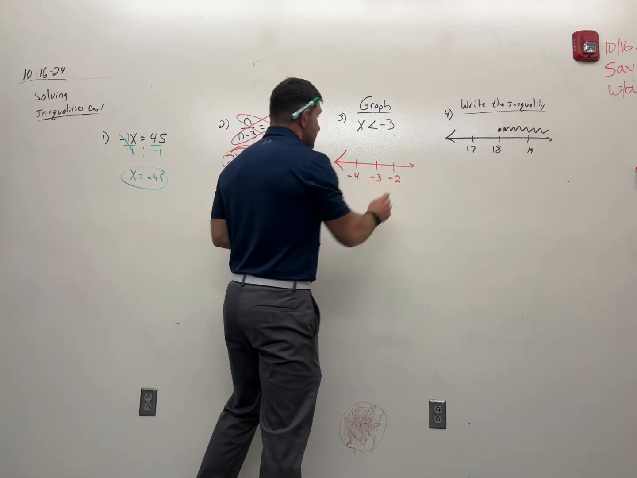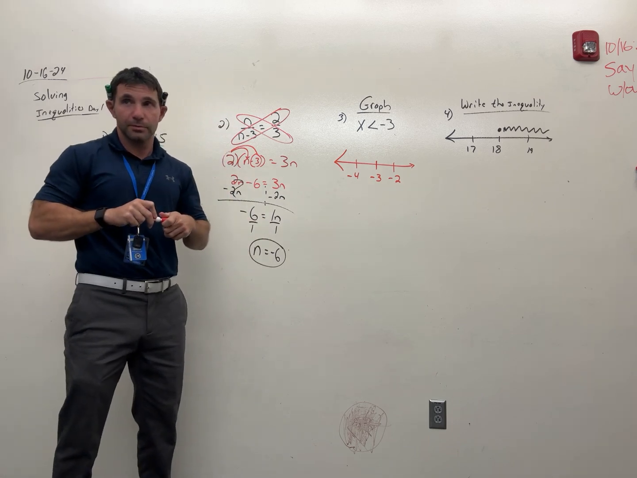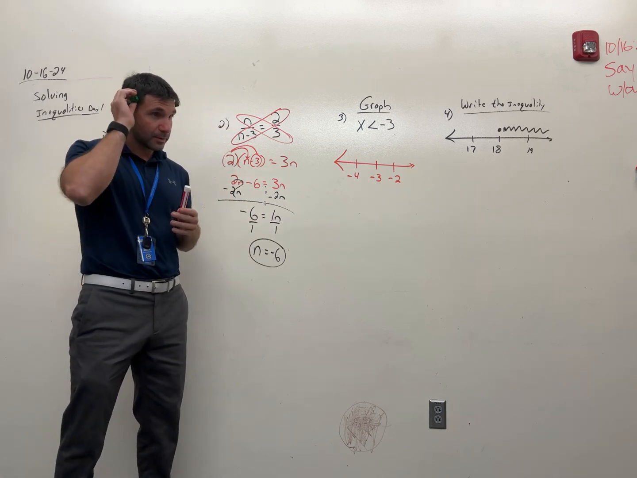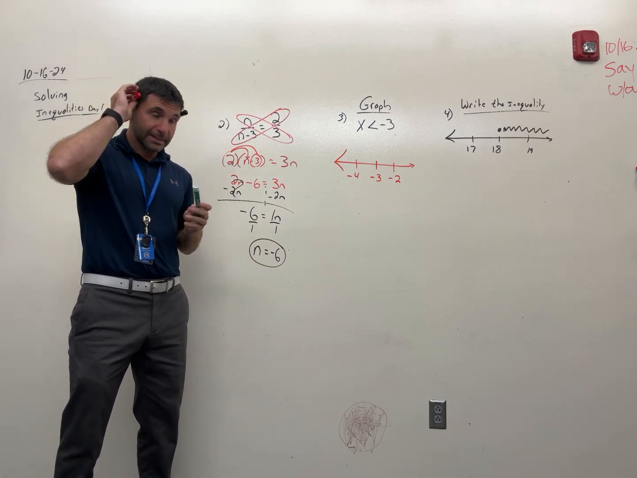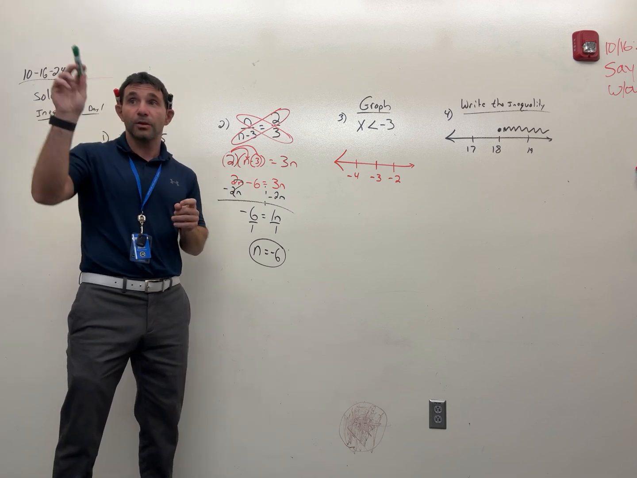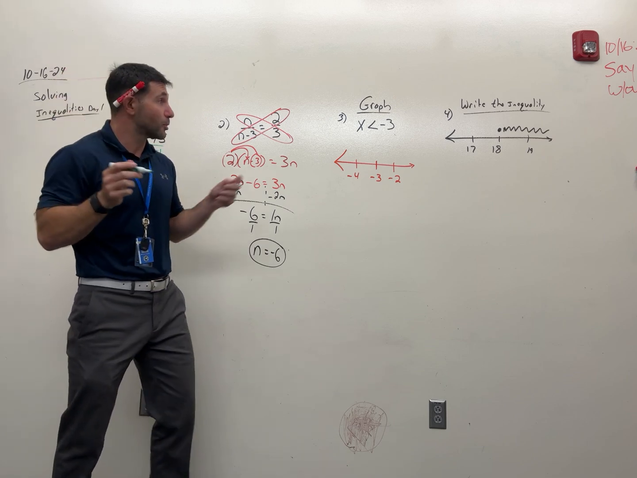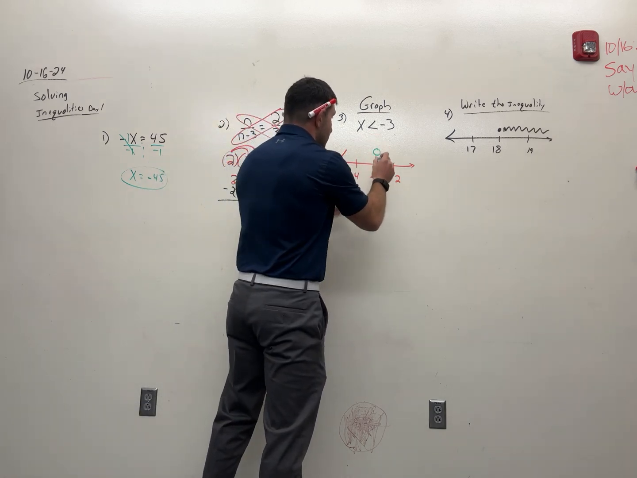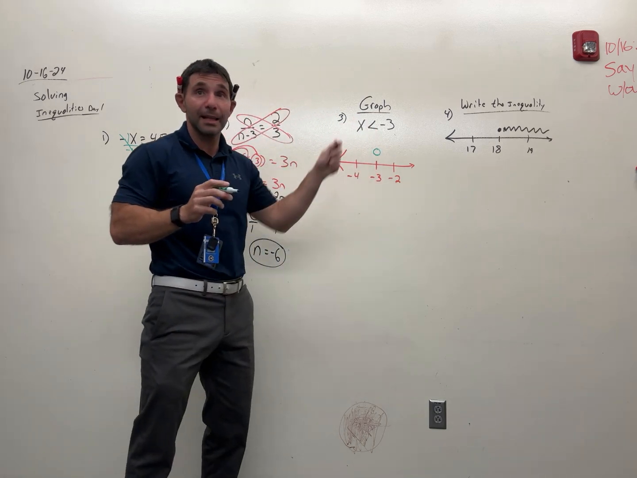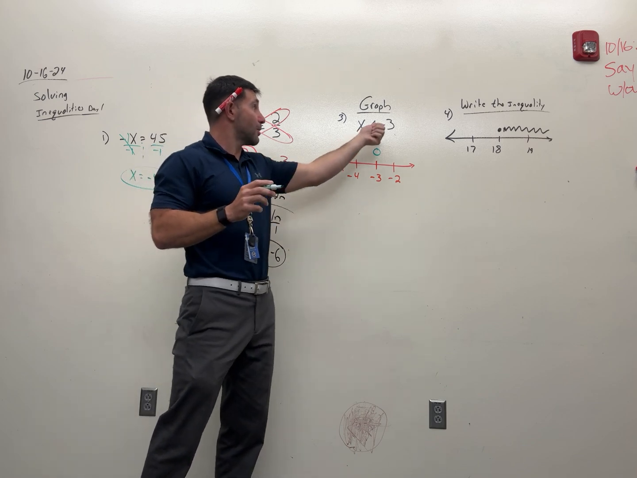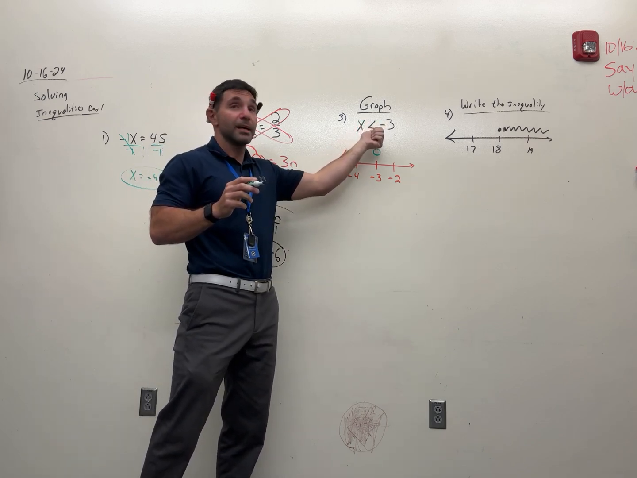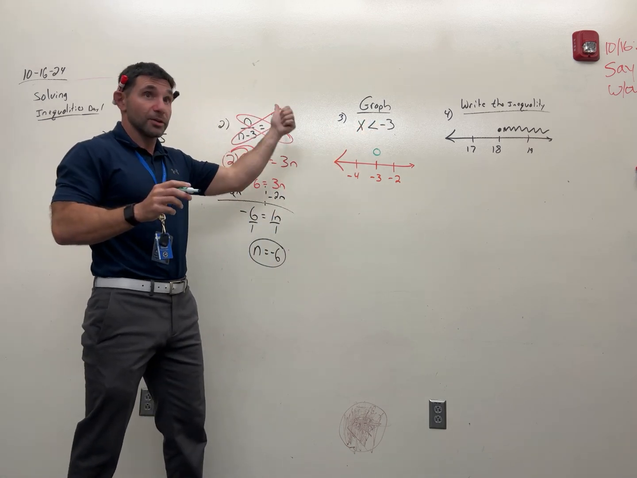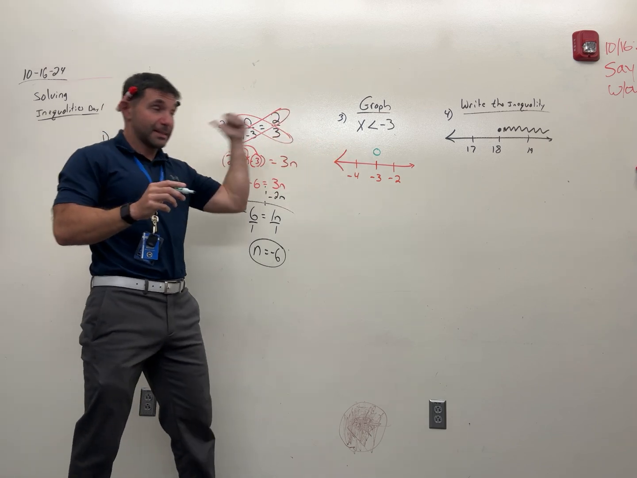Then negative 2. Open circle or closed circle? Open. Why? It has nothing to do with the direction. Why is it open? Go ahead, Isabel. There's no line. Yeah, there's no equal to underneath it. That means this is not part of the solution. Negative 3 is not less than negative 3. Now, notice how the variable's on the left and it's pointed this way. So that means we're going to shade it this way.